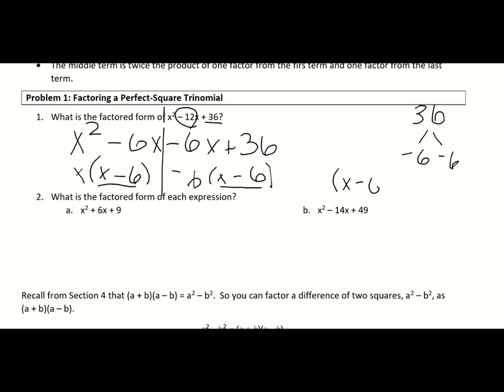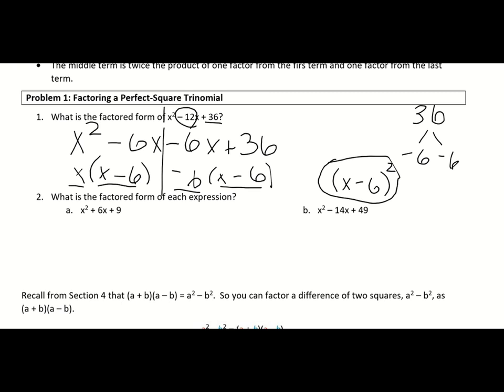My second binomial I'm getting from what was out front, x minus 6. So since I'm getting 2 of the same binomial, when I write this final answer, I'm just going to put a squared symbol. You could write x minus 6 and x minus 6, or you can just put an exponent of 2.